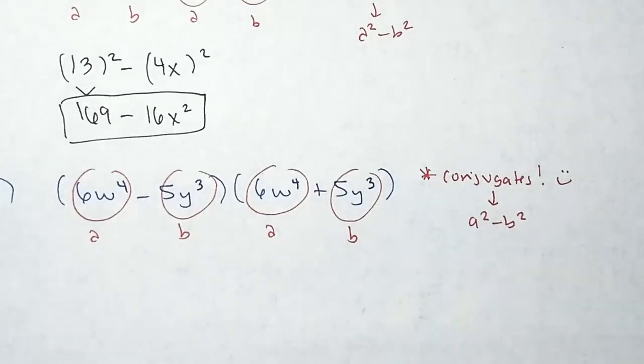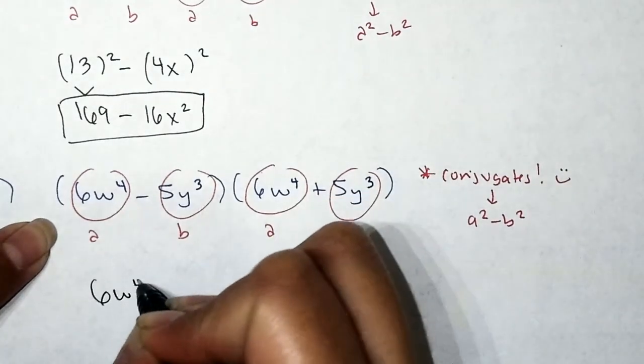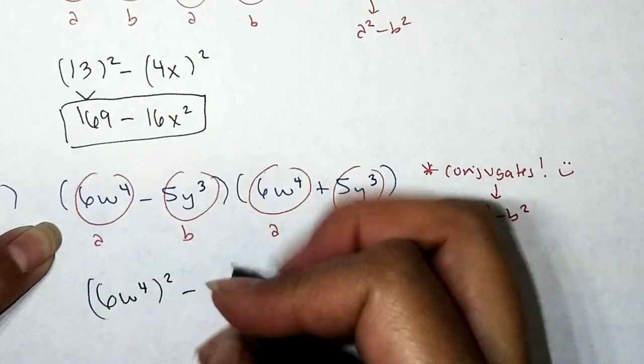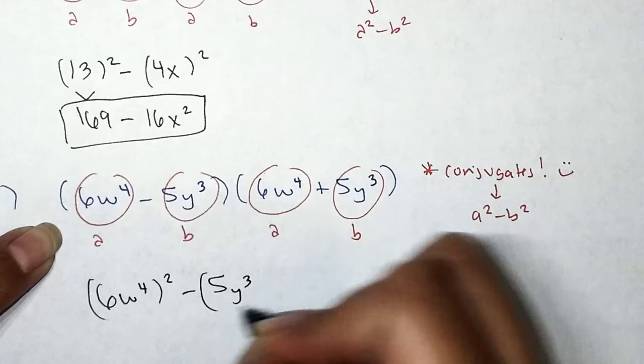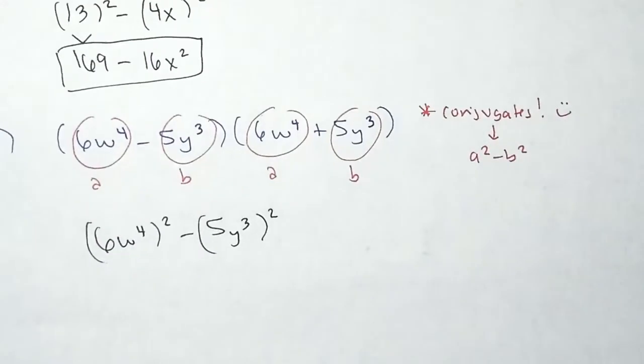So let's do this. A, where am I? In this case, a is 6 times w to the 4th, so we have a squared minus b squared. B is 5 times w cubed, and we're going to square it. So are the variables in my way? Yeah, but we got this, okay?